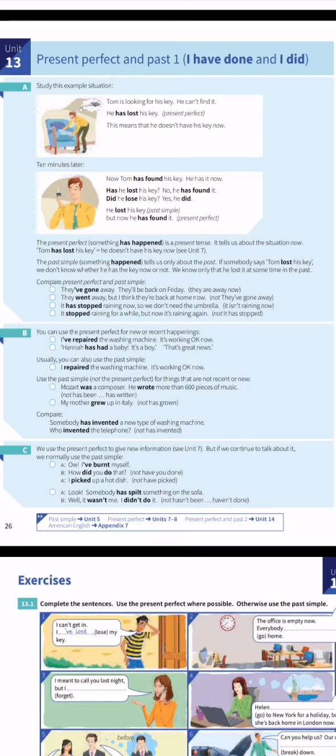Compare the present perfect and past simple. They have gone away. They will be back on Friday. They are away now. Okay, they have gone away means they left and they are traveling to that place. But they went away means they went to that place and now they have returned.